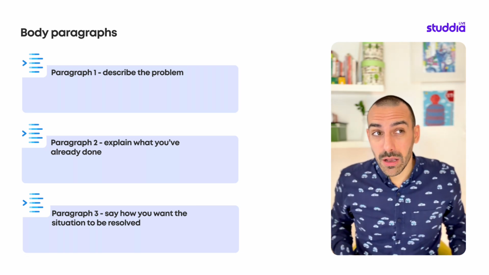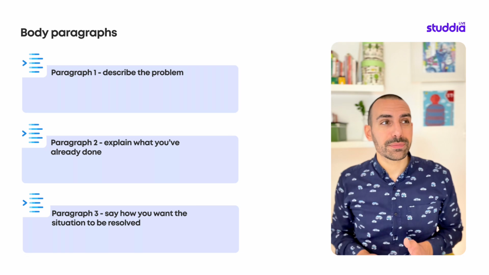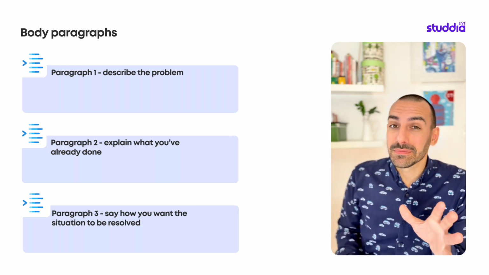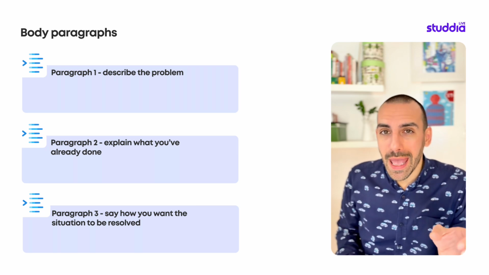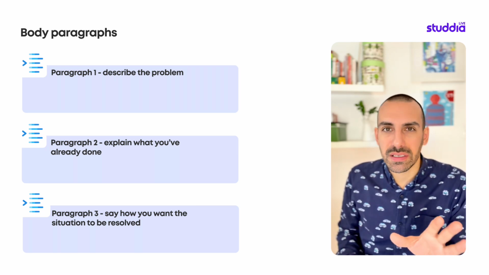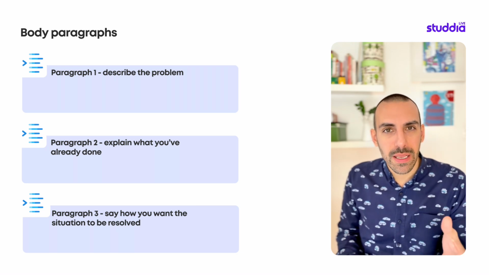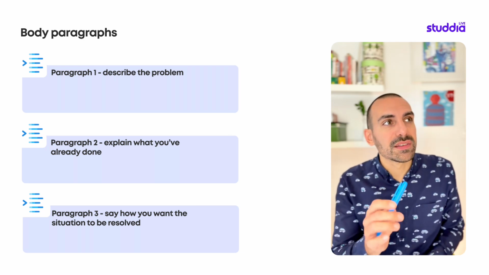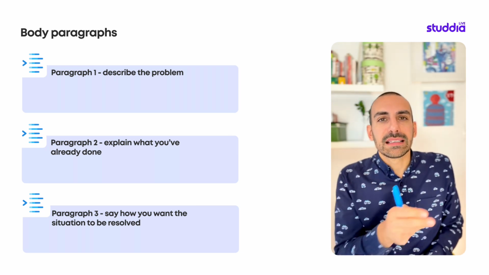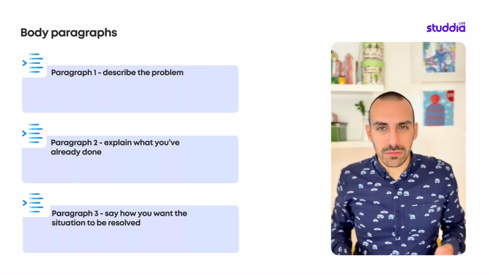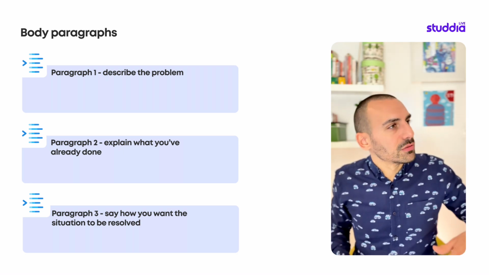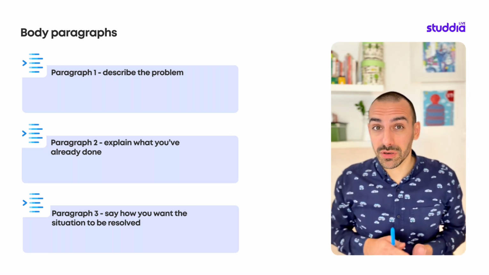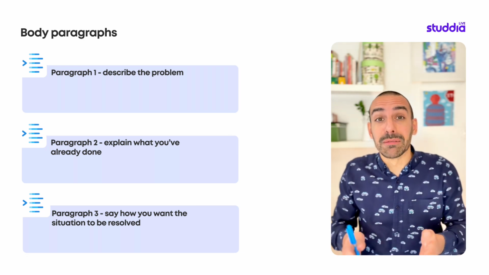Now, the bullet points give you direction, but what comes next is your input. This is where you add your own ideas, explanations, and examples. That's how you extend the point and show that you can communicate naturally in writing. For instance, if the bullet point says, explain what you have already done, then don't just list one short thing. Mention two or three different actions that you've tried and explain what happened. That's what turns a basic response into a complete one.